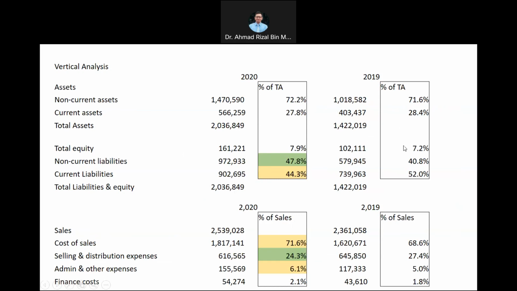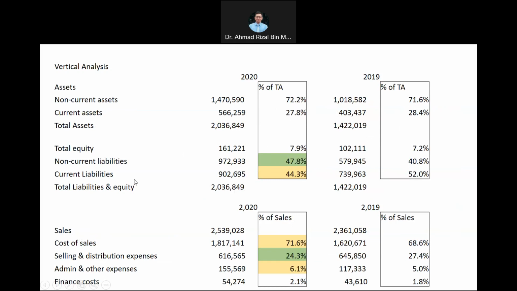Similarly, for total equity as well. But if you look at the long-term liabilities, the increase is quite significant. From 40.8% of total assets to 47.8. And we look at the raw figure, it was 578 million to 972 million. So obviously, there were new borrowings, or debts issued by the company over the year during 2020, which was quite significant.